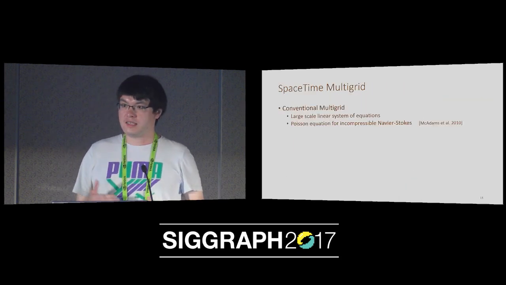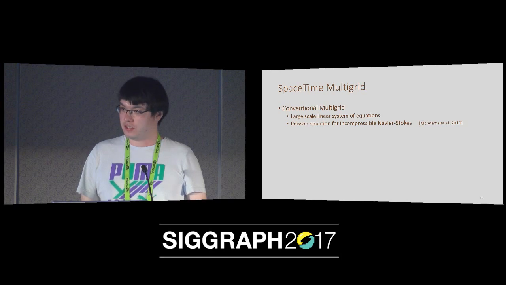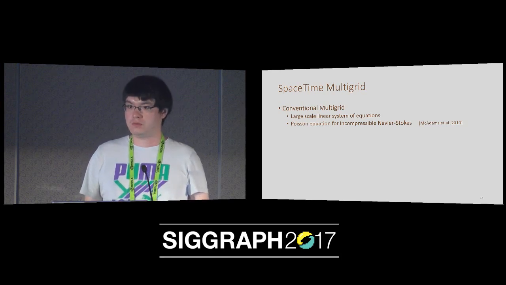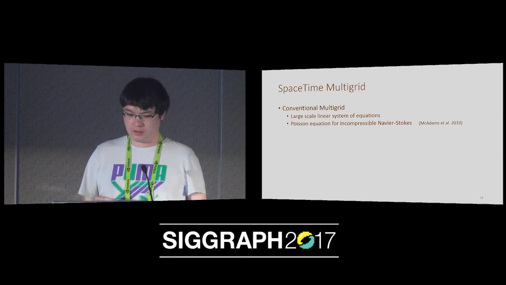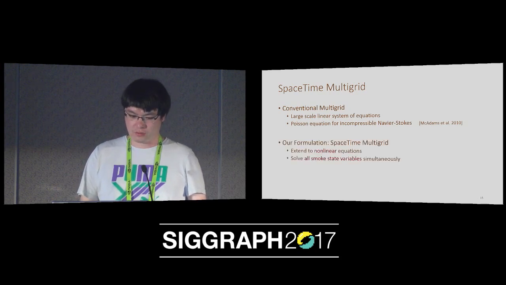So to realize this idea, we developed a space-time version of multigrid solver. The multigrid solver is well known in the community to usually solve the Poisson equation to ensure that your smoke is incompressible. And here we extend this idea to a system of nonlinear equations, and we want to solve the smoke state variables for all time steps at once.